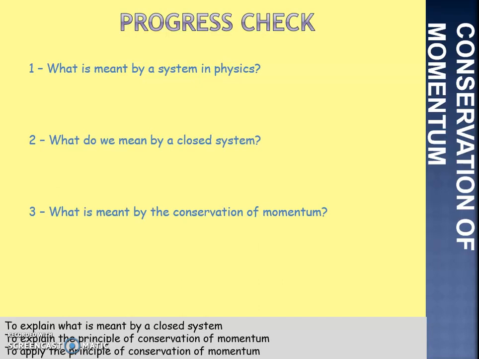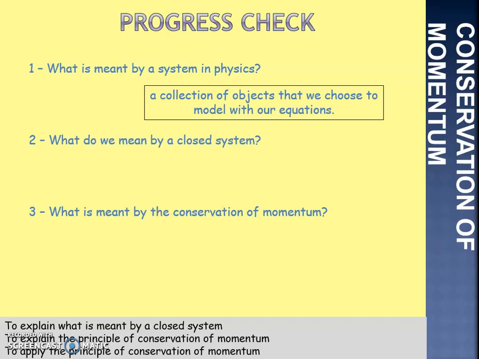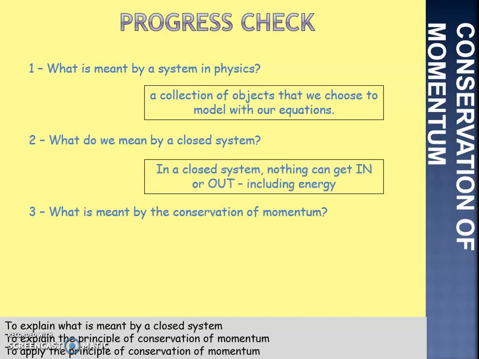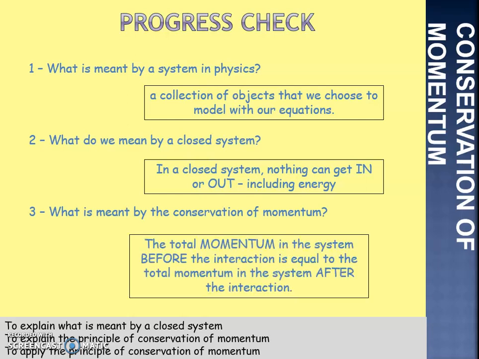Okay. A system in physics, that is a collection of objects we choose to model with our equations. What is meant by a closed system? That's in a closed system, nothing can get in or out, including energy. And what's meant by the conservation of momentum? The total momentum in the system before an interaction is equal to the total momentum in the system after the interaction.